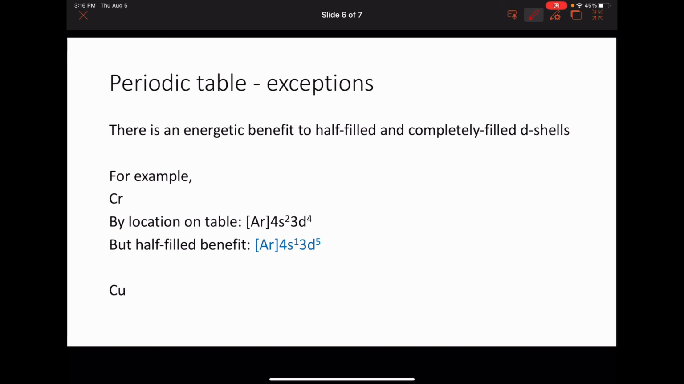Now, it turns out if you follow that rule and you just count the columns on the periodic table, you're going to get 99% of them correct. But there are a couple of exceptions that aren't really all that important, except if you want to get the configuration correct. And it turns out that there's a benefit to being half-filled and completely filled. And so there's a reason why that last column is inert: once it's completely filled, it doesn't like to do any chemistry.